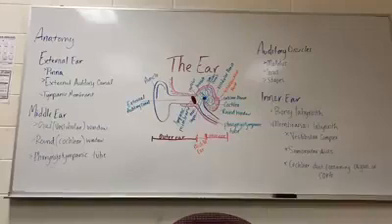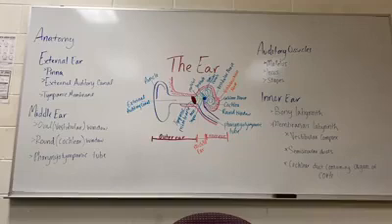Here is the anatomy of the ear. The ear contains structures both for hearing and equilibrium. It is divided into three regions: the outer ear, the middle ear, and the inner ear. We'll start by looking at the outer ear, or the external ear, which consists of three parts: the pinna, the external auditory canal, and the tympanic membrane.